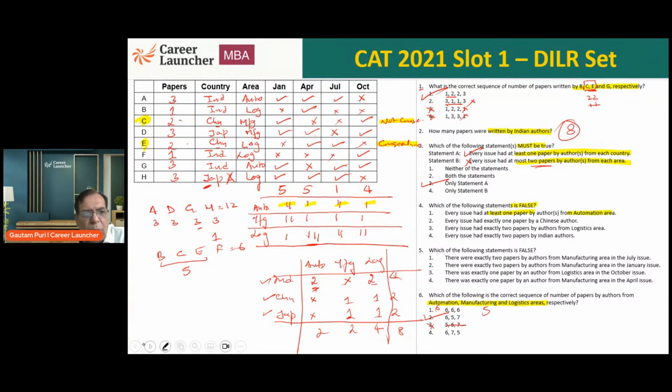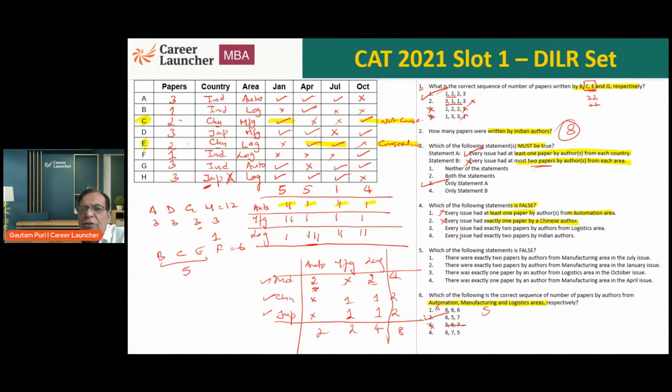Okay. So we are looking for false. Because we are looking for false, statement 1 is wrong and cannot be the answer. Statement 2, every issue had exactly 1 paper by a Chinese author. Let's check. Every issue has a paper by a Chinese author or not? At least 1 paper, right? So China, yes, it has. C or E was there, right? C and E, 2 are in this and 2 are in the middle. Yes, statement 2 is also correct. So statement 2 is correct, so it cannot be the answer.